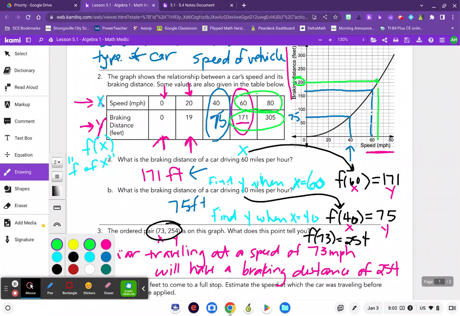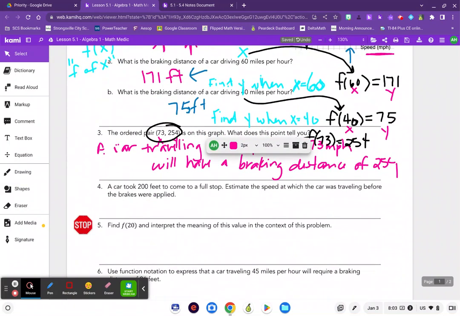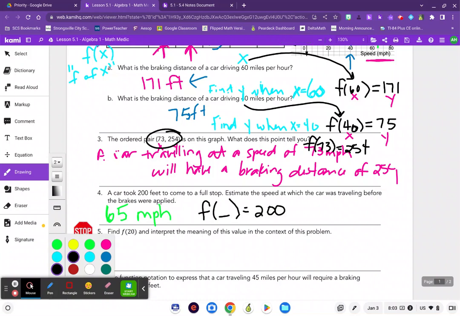So it looks like we've got 60, maybe, let's see, what are we going by here? 20, so 5, 10, 15, 20, 25, 30, 35, 40, so 60. So 65 would be my answer here. And so we would say 65 would be the speed. And again, just to think about this notation, we're saying, hey, find this value so that the answer is 200. And the value that would give me an answer of 200 would be 65. So that's what we're trying to find.